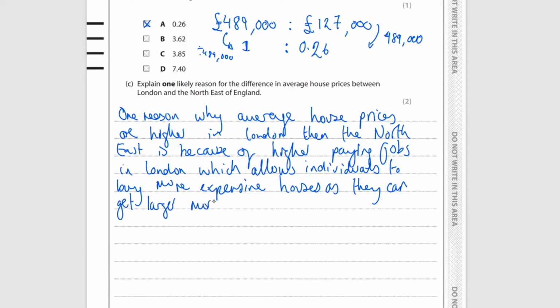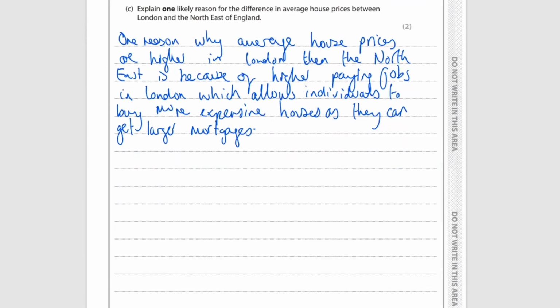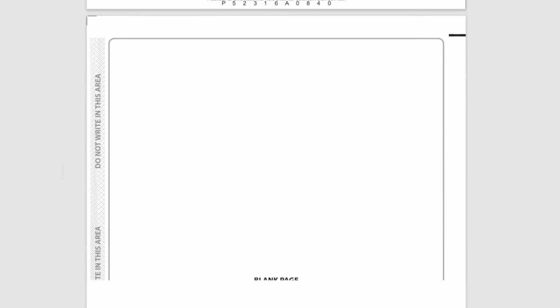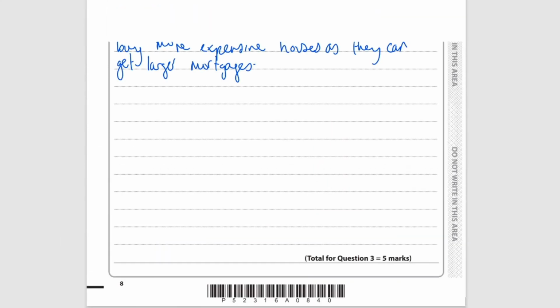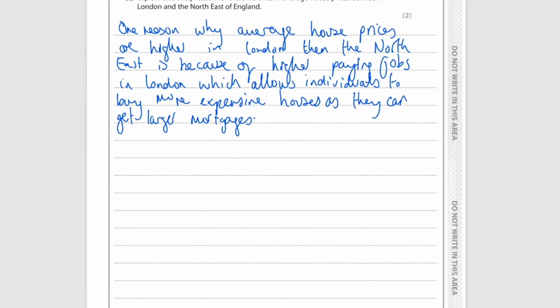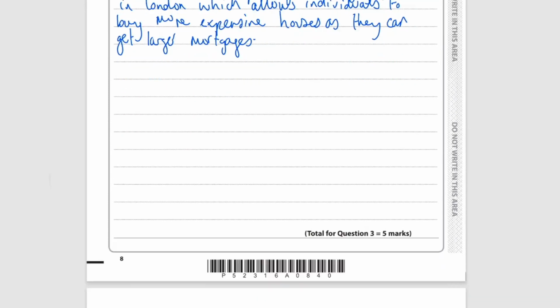Okay, so mortgages are paid based on, well, firstly, the amount that you put down in deposit, but also the size of your income. So typically, a mortgage is given and it will be, I don't know, approximately 4.5 times your annual salary.